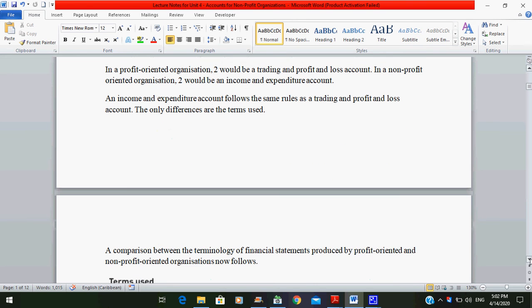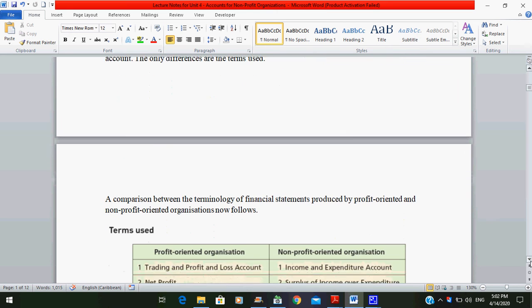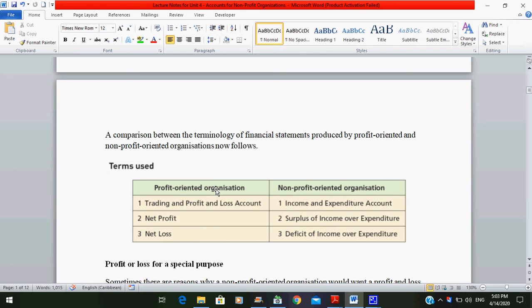So an income and expenditure account follows the same rules as a trading and profit and loss account. The only differences are the terms used. A comparison between the terminology of financial statements produced by profit oriented and non-profit oriented organizations now follows. For a profit oriented organization, you will use a trading and profit and loss account, while for a non-profit oriented organization, the name is income and expenditure account.